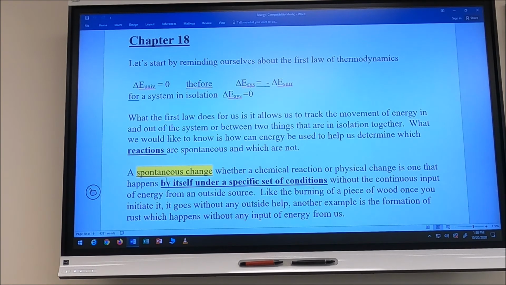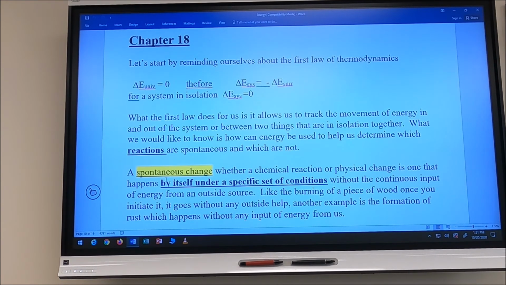But one of the questions they asked was, could the change in energy of the system help us determine whether a reaction was spontaneous or not? Now remember, spontaneous means it happens on its own. It has nothing to do with how fast something happens, just that it happens on its own. So a spontaneous change, whether chemical or physical, is one that happens by itself under a specific set of conditions.